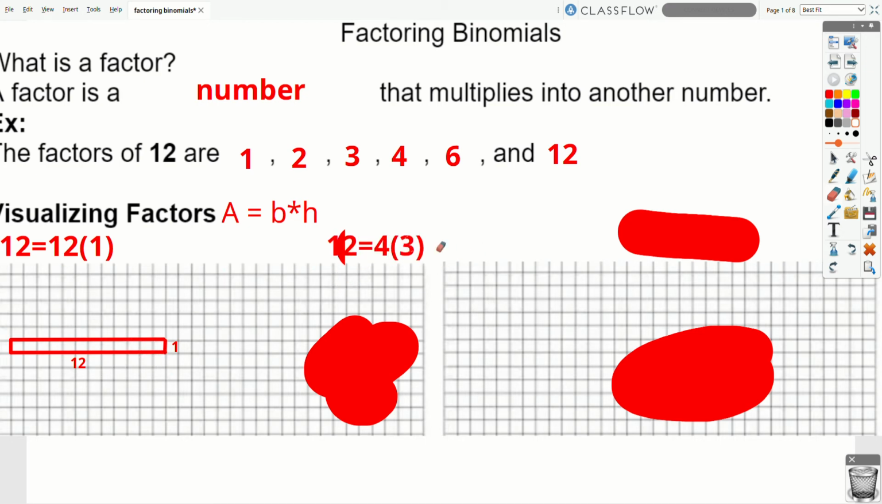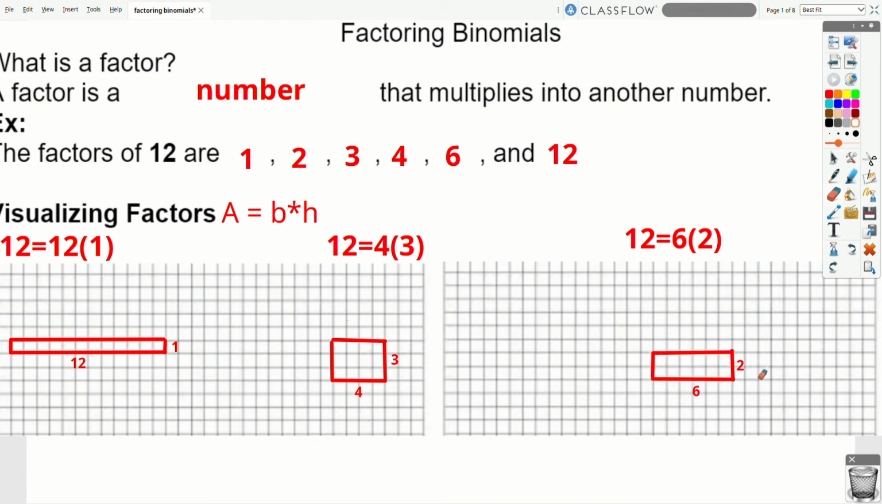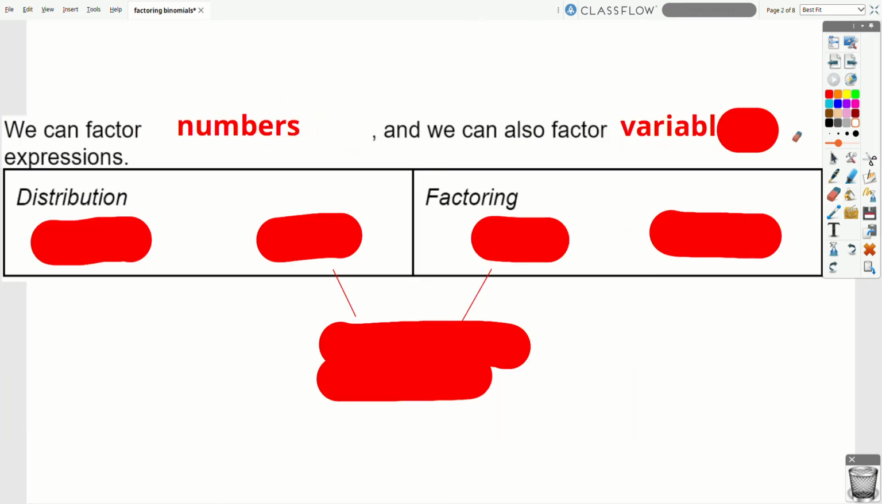12 by 1. So 12 is also 4 times 3, so we could also make 12 squares like this. We have 12 total squares, a base of 4, height of 3. And the last one that we can visualize is 6 times 2. That will still give us 12 total squares, and we have a base of 6 and a height of 2. We're going to use this to help us factor expressions as well. So we can factor numbers, but we can also factor variable expressions.